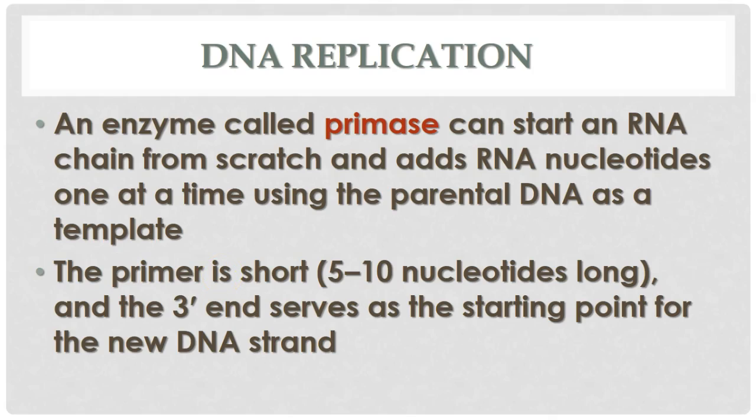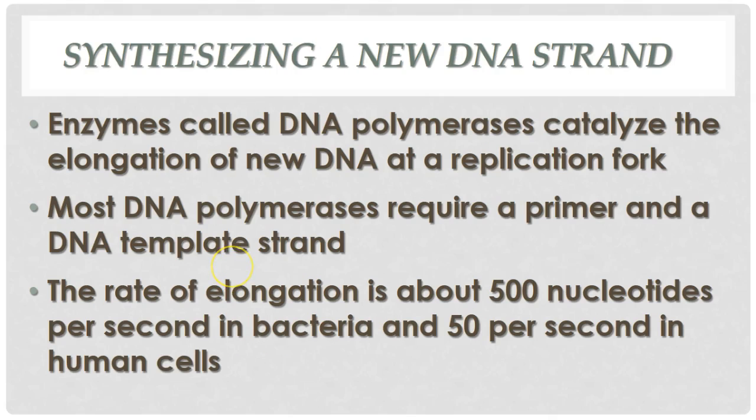Primase can start the RNA chain from scratch, and it adds RNA nucleotides one at a time. The short primers are added at the 3' end, and that allows for the addition of the nucleotides in sequence there. DNA polymerases catalyze this elongation, and they require a primer and the DNA template strand most of the time. About 500 nucleotides per second in prokaryotes and about 50 nucleotides per second in human cells.